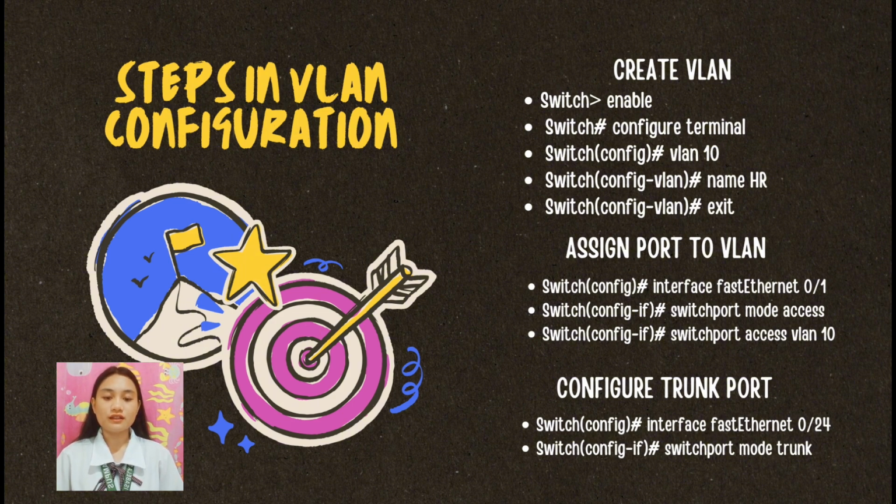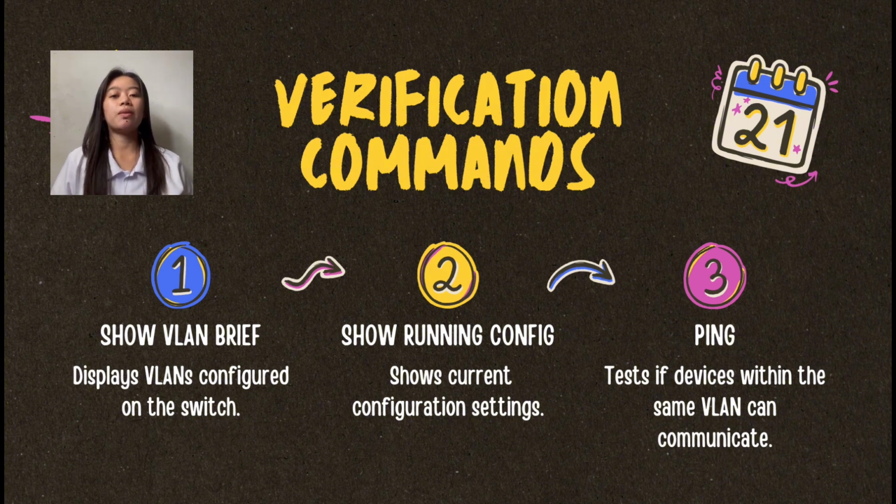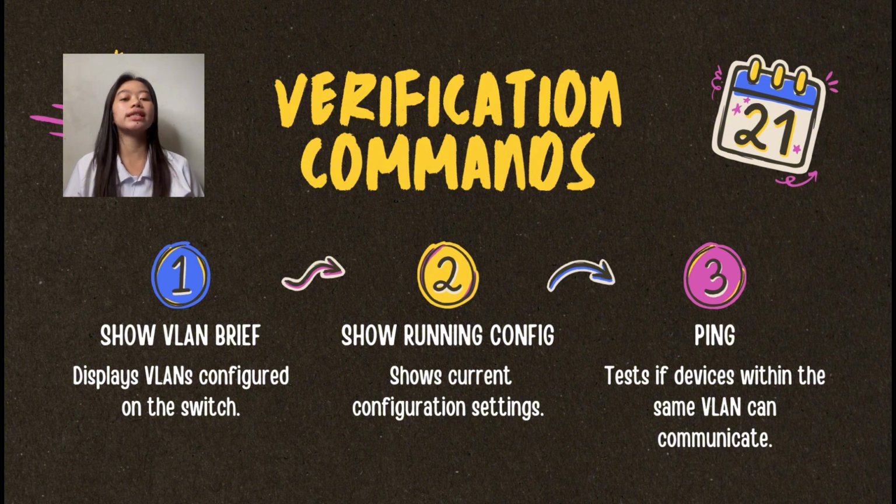After configuration, it is crucial to verify if everything is working properly. Verification commands: to ensure VLANs are working correctly, we use different commands. First is show vlan brief, which displays all configured VLANs and the ports assigned. Second is show running-config, which shows the active configuration of the switch. Last is ping, to test connectivity between devices within the same VLAN to confirm proper setup. This verification step ensures that our VLAN implementation is successful and functioning as expected.